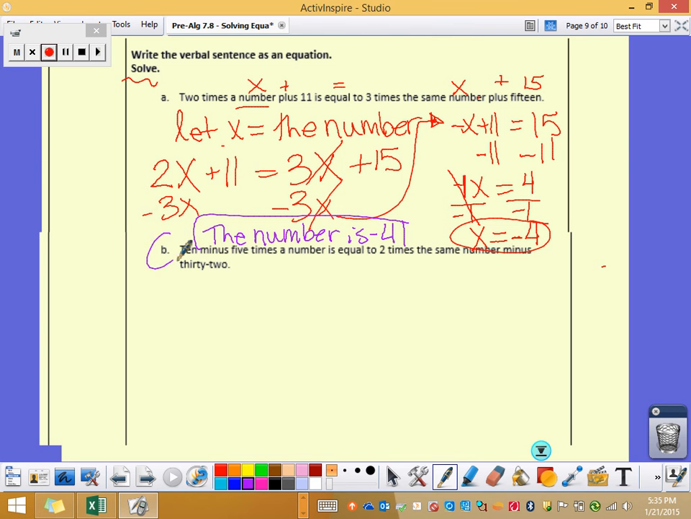Go ahead and try B on your own. And then we're going to solve B together. So pause me, try B on your own, and come back and push play.